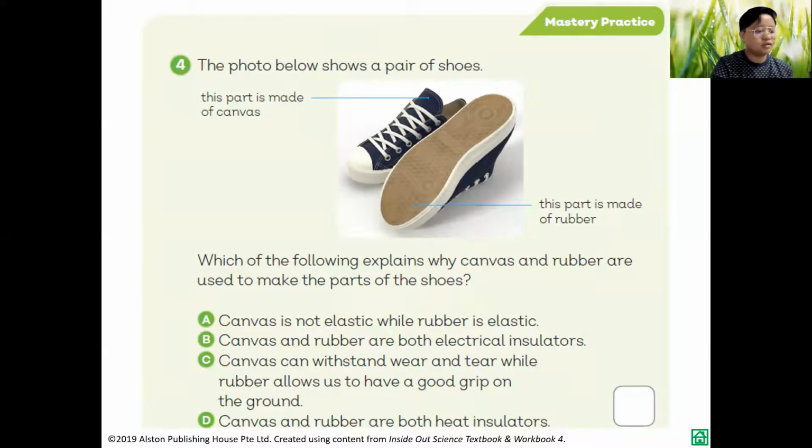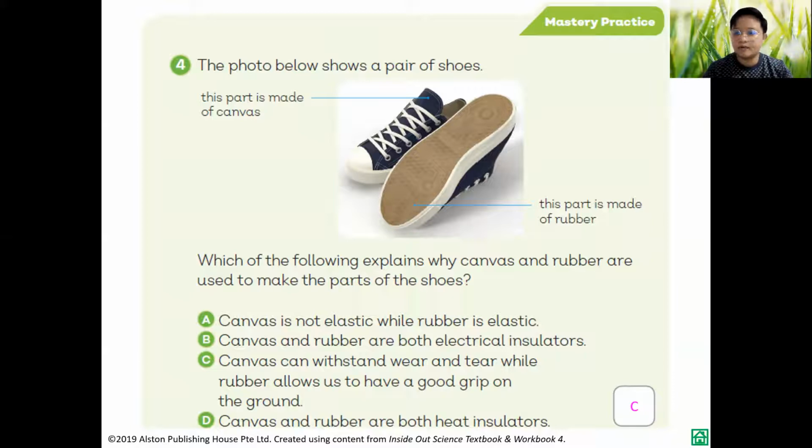We have to choose the suitable material to make an object, right? And here, from the choices below, we all know that canvas can withstand wear and tear, while rubber allows us to have a good grip on the ground. So the answer is letter C.